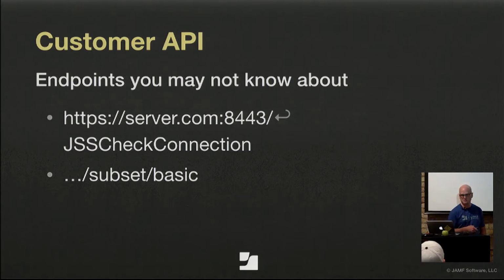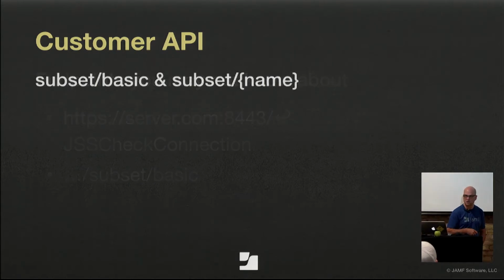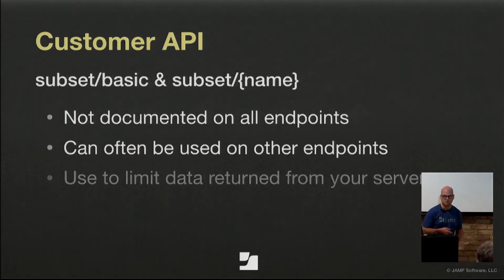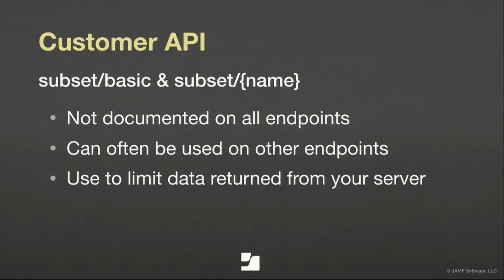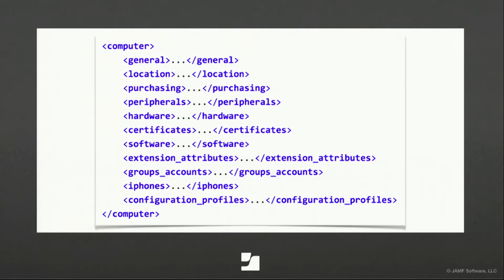We also have subset basic. Subset basic can be used to limit the amount of information that's coming back from your endpoints. It's not always documented on every single endpoint. You can often use it on some where it's not listed on the Swagger docs. You can use the subset name and look at, for example, computers where you have location, purchasing, peripherals, hardware, software.